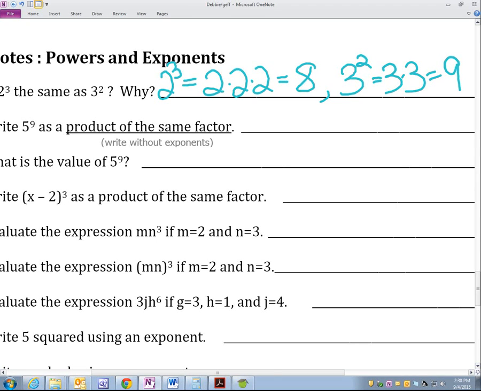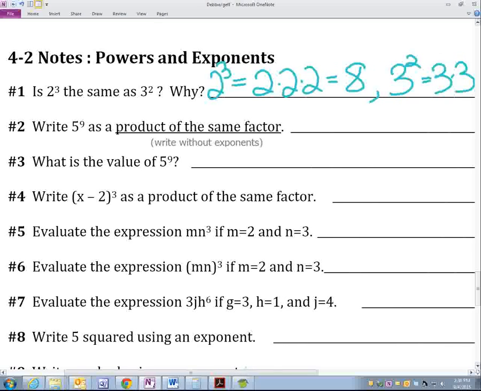For example, here is 5 to the 9th power, and it says write it as a product of the same factor. This is the exact wording as it will be on your homework tonight and on the test Thursday after next, 2 weeks from yesterday.